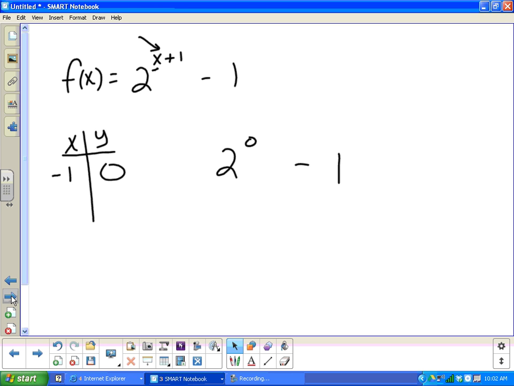Okay. Now we're going to put in what makes the exponent 1. If x was what value, what would make the exponent be 1? 0. The 0 plus 1. So if x right there was 0, then my exponent would just be a 1. Okay? So if we plug in 0 right there, what's that going to give me for my y expression? 2 to the first power minus 1. Now, 2 to the first power is just 2. And then 2 minus 1 is just 1.